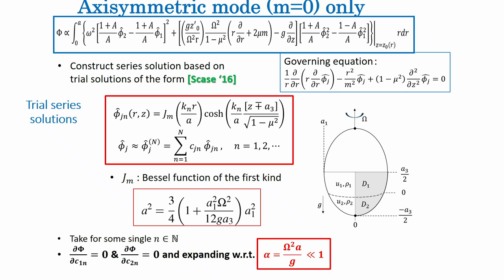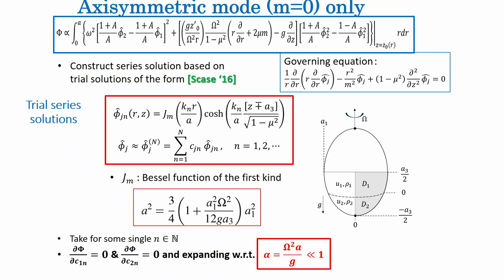The axisymmetric mode is simple, and you may assume the following form by taking m equals zero, and formally this will constitute a complete set of functions. The parameter A is the radius around here, and comes from here. And you can substitute this and take a variation with respect to amplitude C, and you obtain the equations.